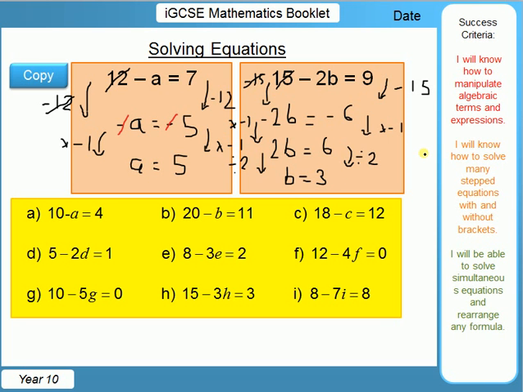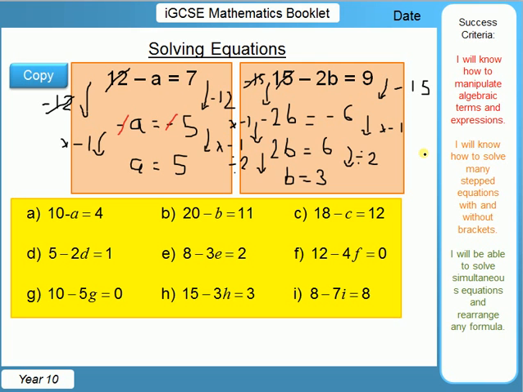Just like in the last slide, we can always check our answer. So if a is 5, 12 minus 5 is equal to 7. That's perfect. If we look at the other question, well, minus 2 times 3 is minus 6. 15 minus 6 is equal to 9, and we definitely have the correct answer.